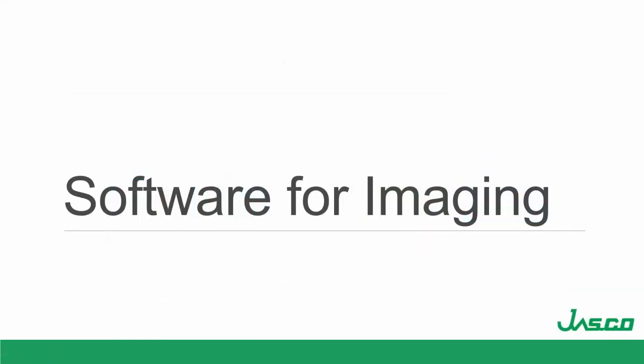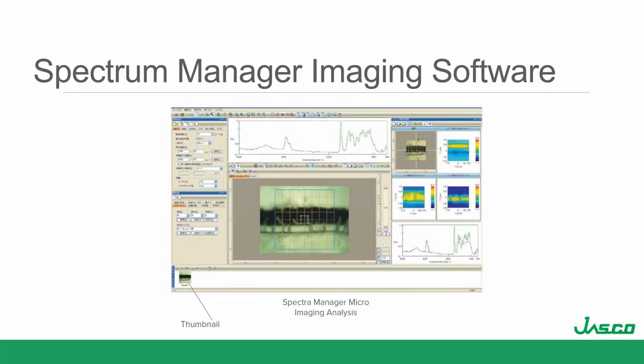So I'm going to talk a little bit about software. This is the software that JASCO uses. It's called Spectrum Manager. This pane is for different scan speeds, resolution, and everything else, so this is where you set that. This has to do more with the bench. And this is the microscope.